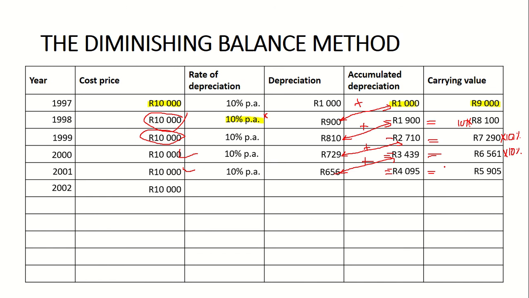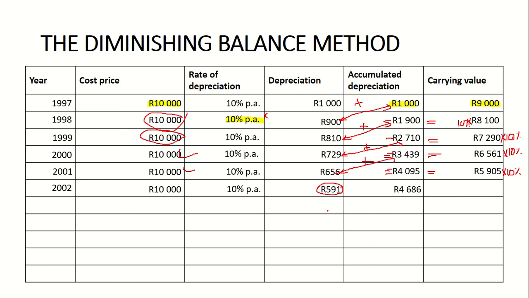Cost doesn't change in 2002. Take 10,000 as it is, and the depreciation rate will be 10%. For me to get the depreciation for 2002, I will take the 5,905 multiplied by 10%, round it up, and I will get 591.